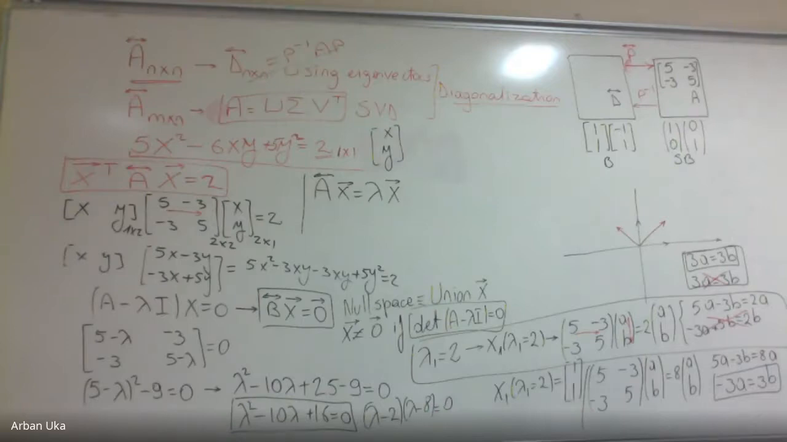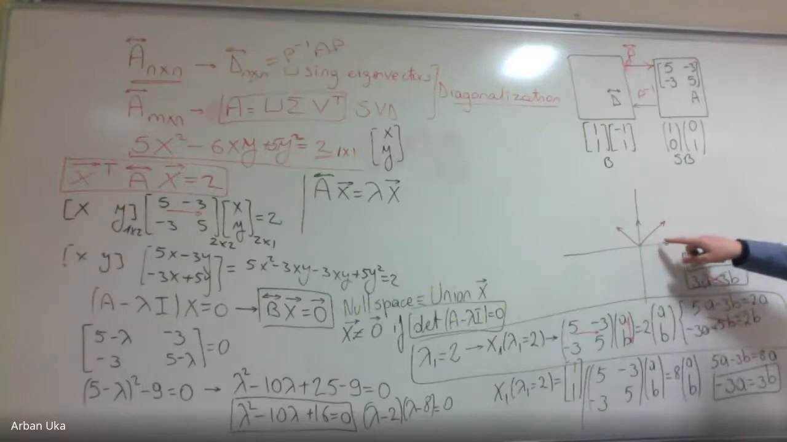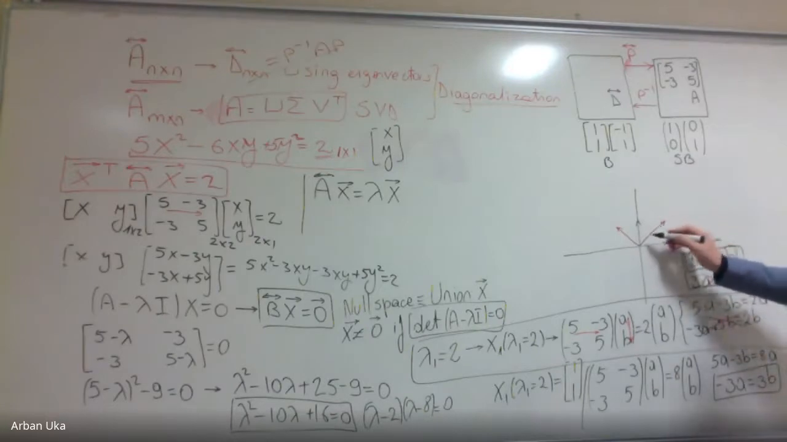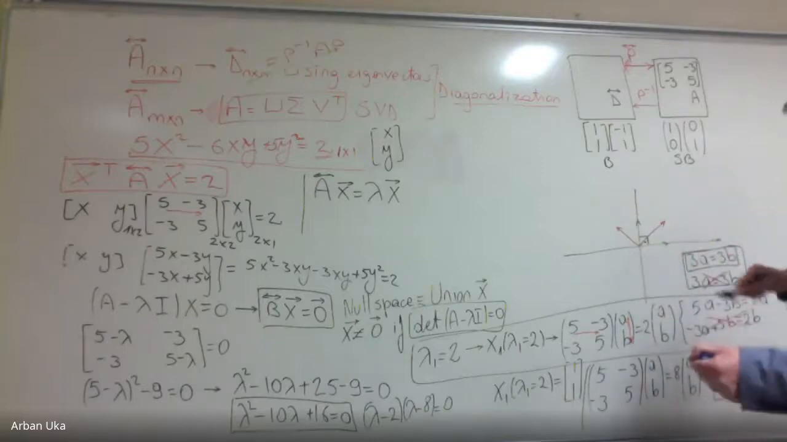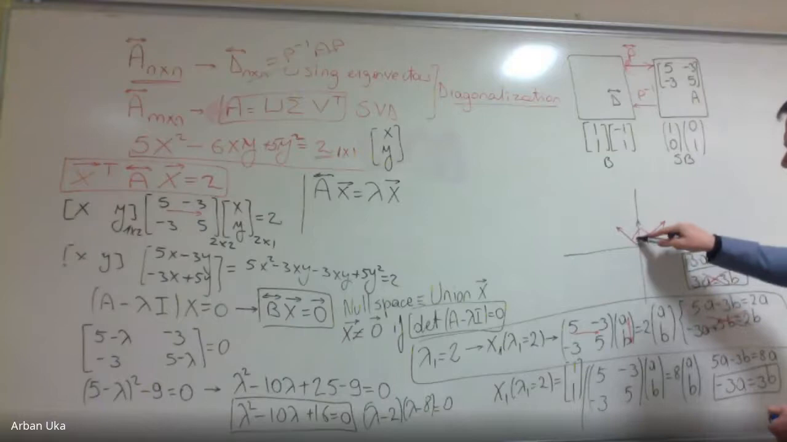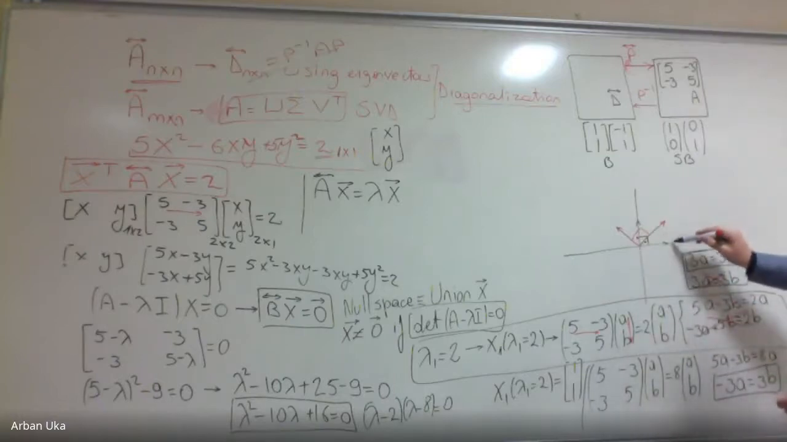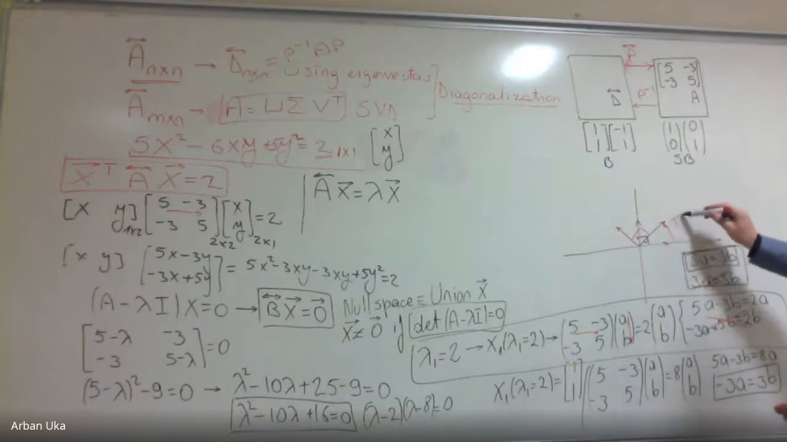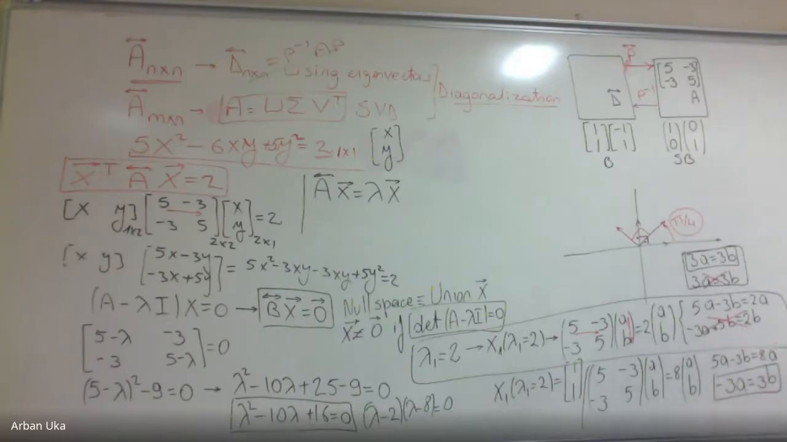Now, let's ask it this way: what is the difference between this basis and the other one? The original basis, the standard basis, has a 90-degree angle, and the new basis also has a 90-degree angle. So it looks like we have rotated the coordinate system by an angle of pi over 4, right? So we have rotated it by 45 degrees, and this is what we get. Now, a rotation by 45 degrees, what is it?